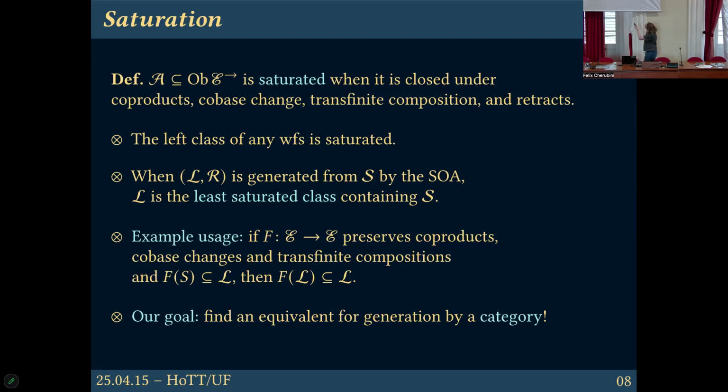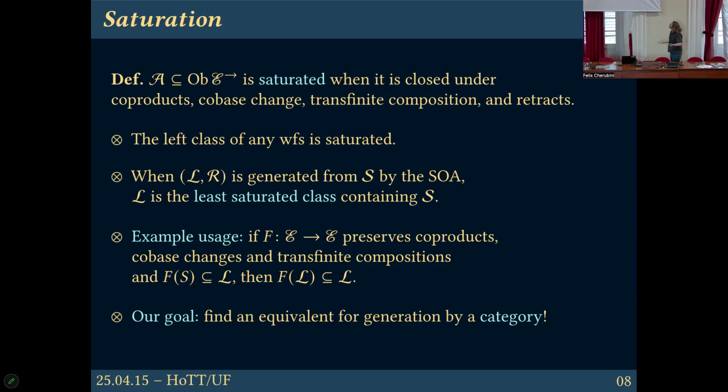So if I have a functor and I know it preserves these operations, and I want to check that it preserves left maps, then it suffices to check that it sends the generators to left maps. Because I can define the pre-image of the left maps under F, check that this is a saturated class and contains the generators, and that will do that.